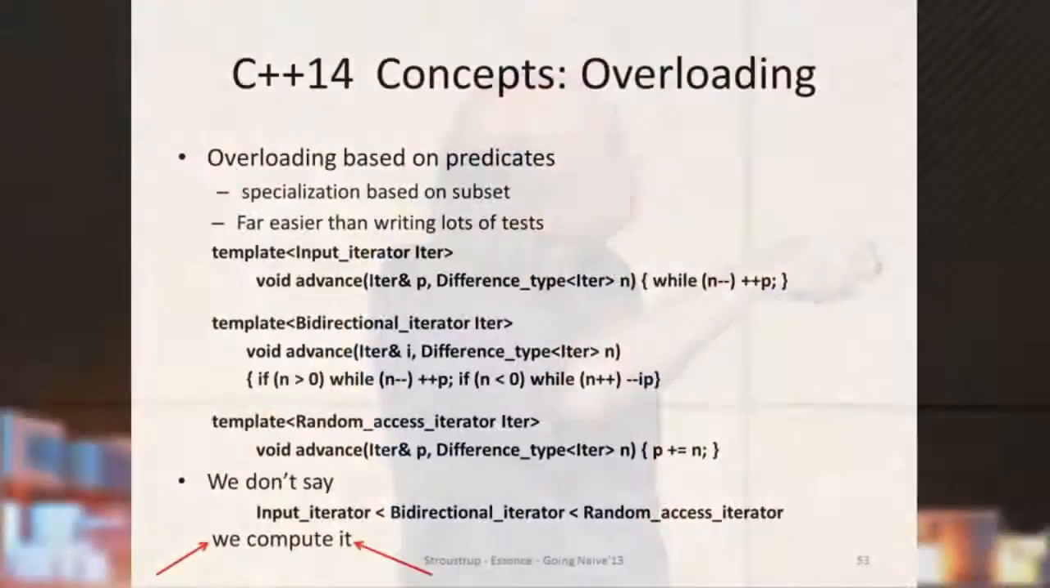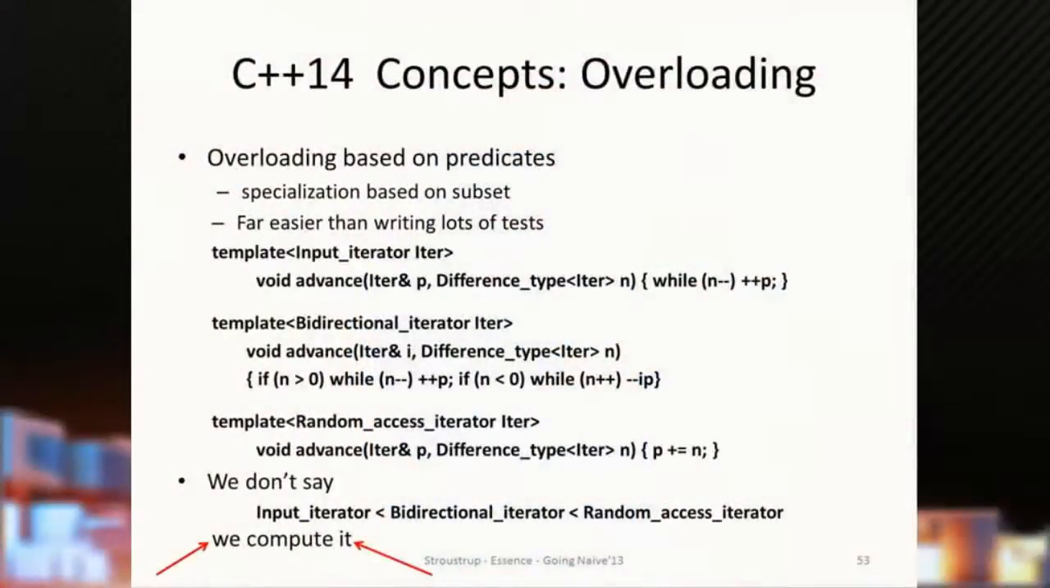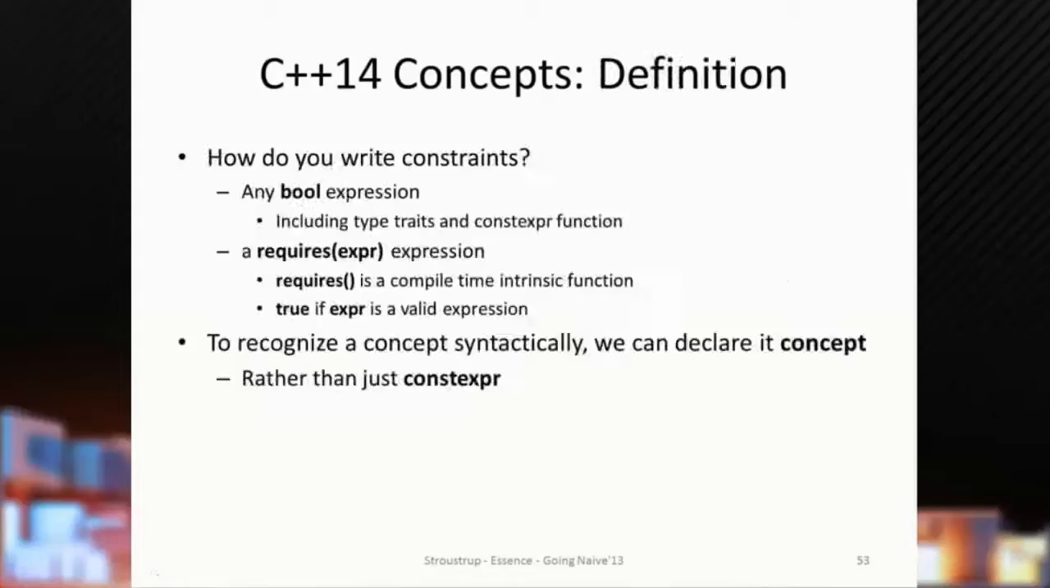And the classical example here, we take advance. Here is advance that takes an input iterator. Here's an advance that takes a bidirectional iterator. And here's the one that takes the random access iterator. They are implemented differently, and we are quite capable of picking the right one in all cases.